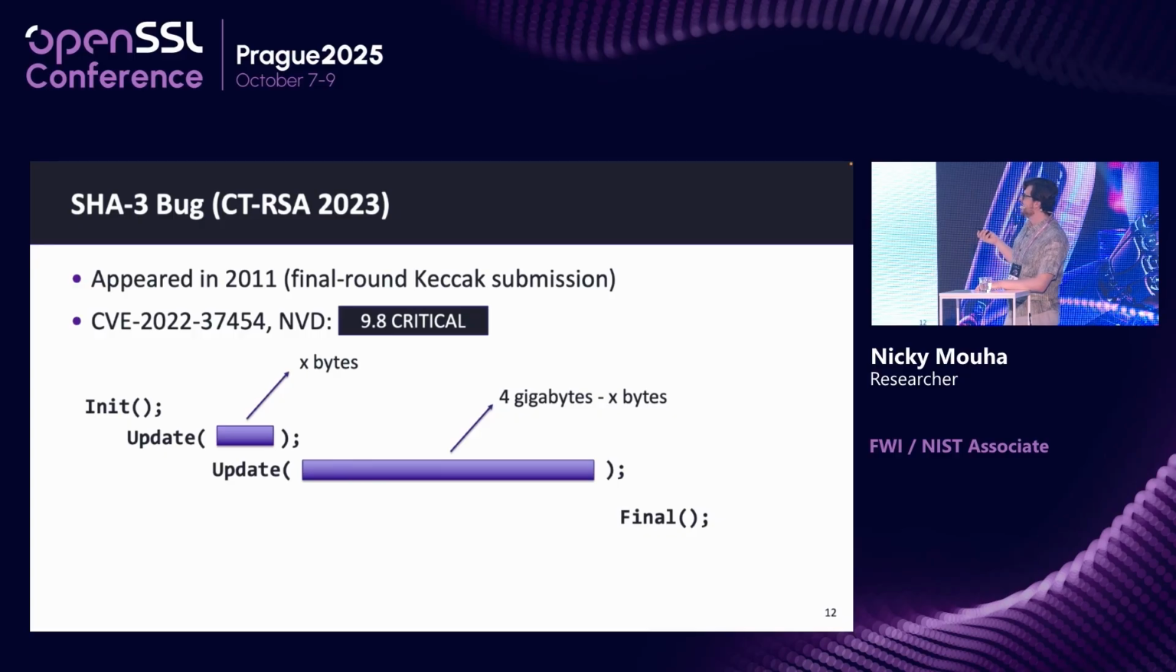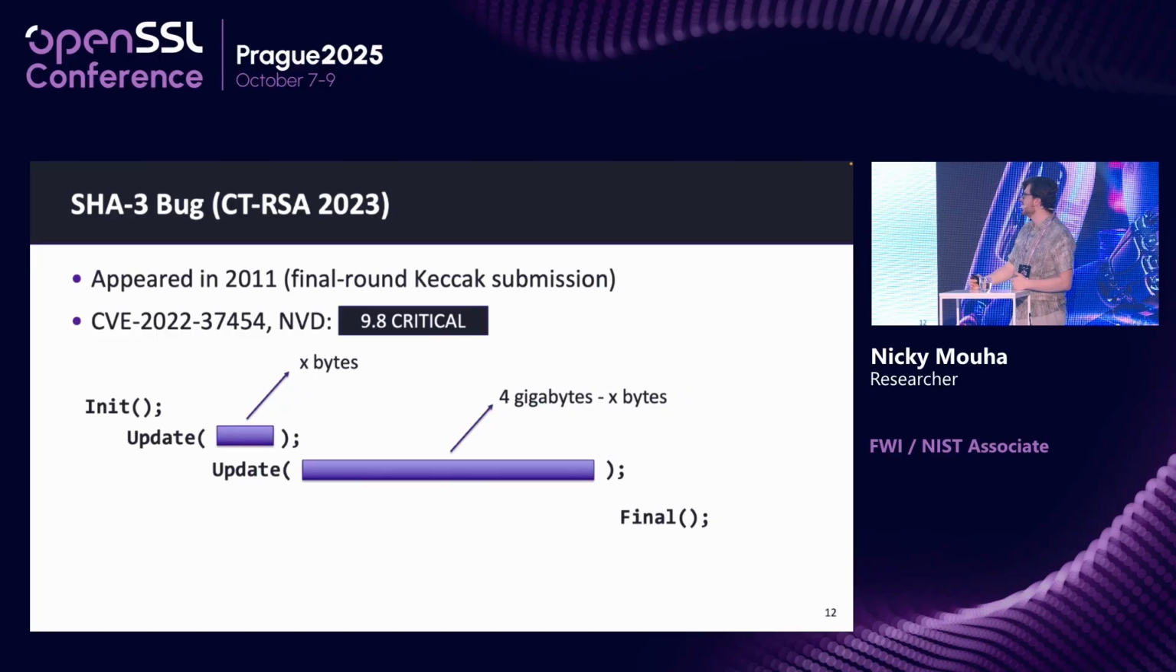What happens here? Let's say that for the implementation of SHA-3 by the designers, widely spread and widely available, the one that was part of the submission during the NIST competition, you call init, and then you call update on a small input, some number of bytes, x, less than a block.